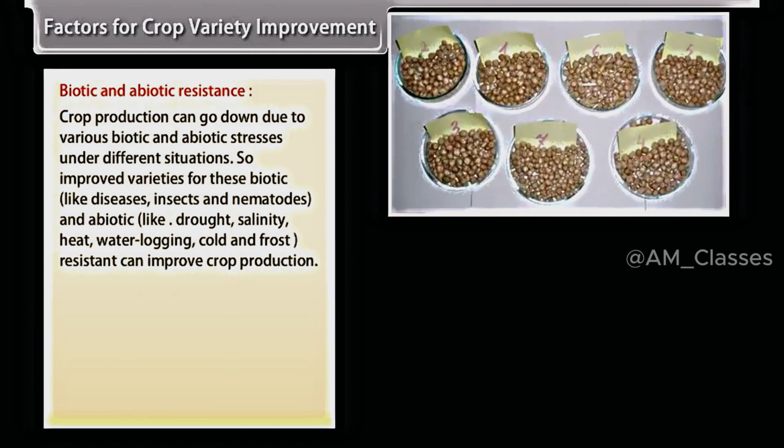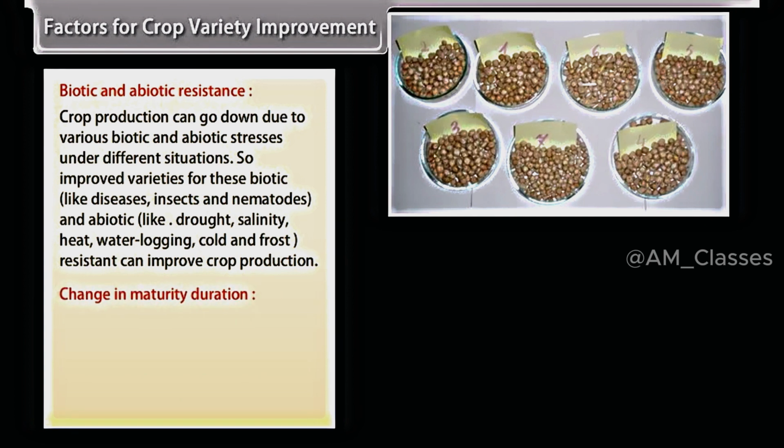Biotic and abiotic resistance. Crop production can go down due to various biotic and abiotic stresses under different situations. So, improved varieties for these biotic stresses, like diseases, insects, and nematodes, and abiotic stresses, like drought, salinity, heat, waterlogging, cold and frost, can improve crop production.